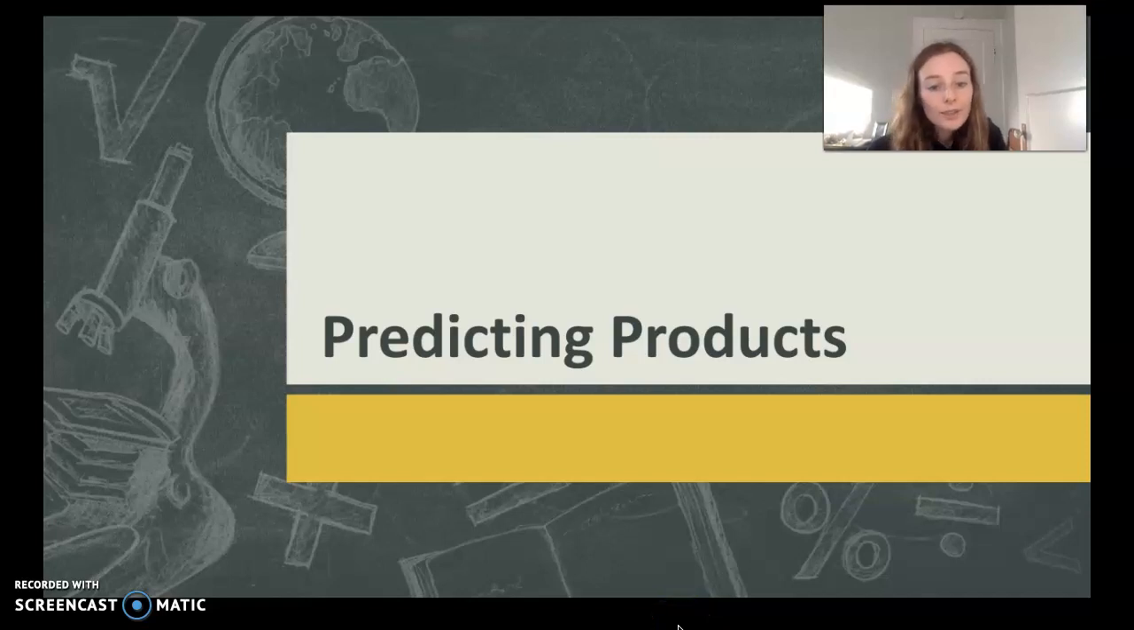We are going to continue with the chemical reactions unit, so please get out your notebook, label your notebook with today's date on it, and then write predicting products.